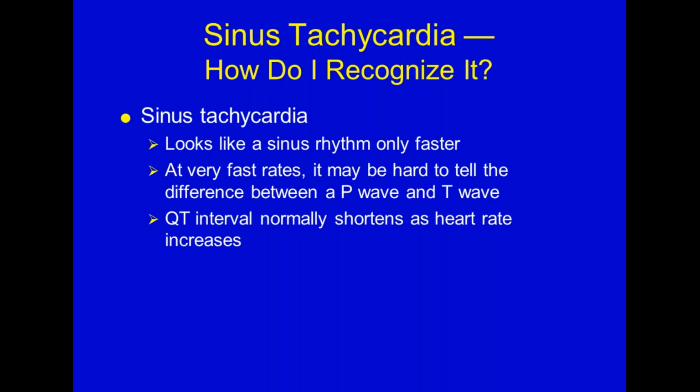It may be hard to tell the difference between a P wave and a T wave because they're going to be right up to each other, or if it gets really fast, they're going to be kind of together. You don't know if it's a P or a T. QT interval normally shortens as the heart rate increases. So remember that QT interval, the start of the Q, QRS, to the end of the T. As the heart rate goes faster, that's going to get narrower.